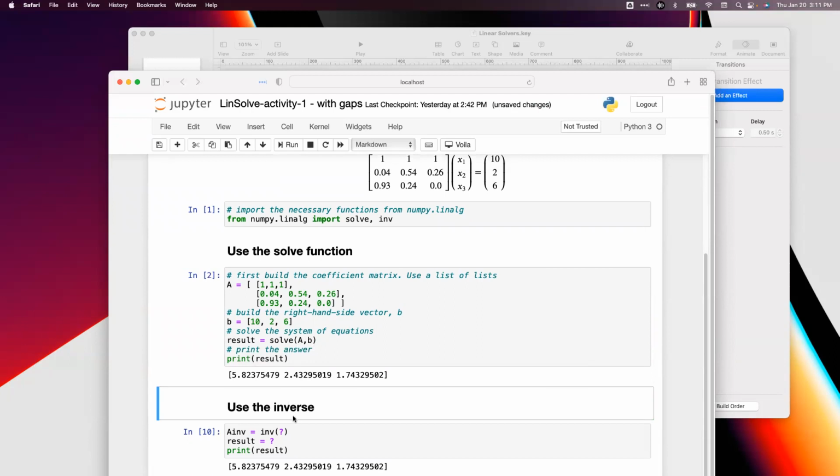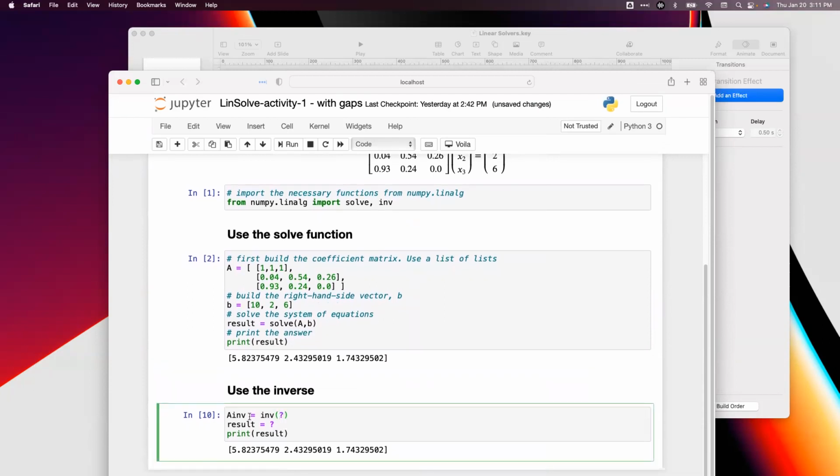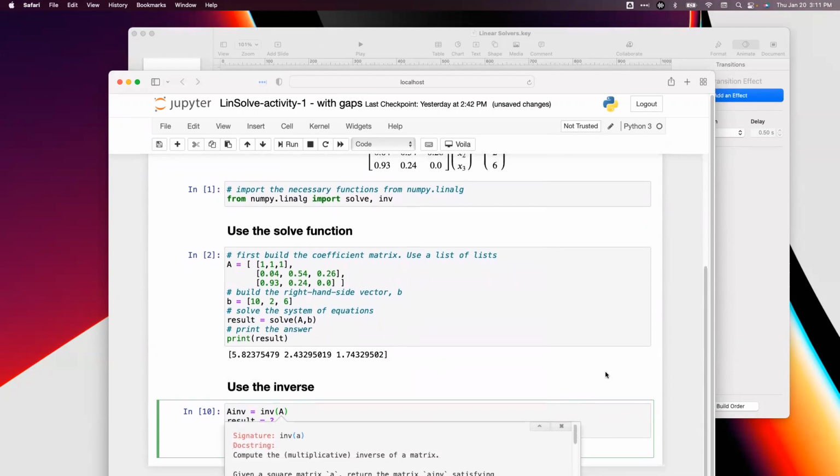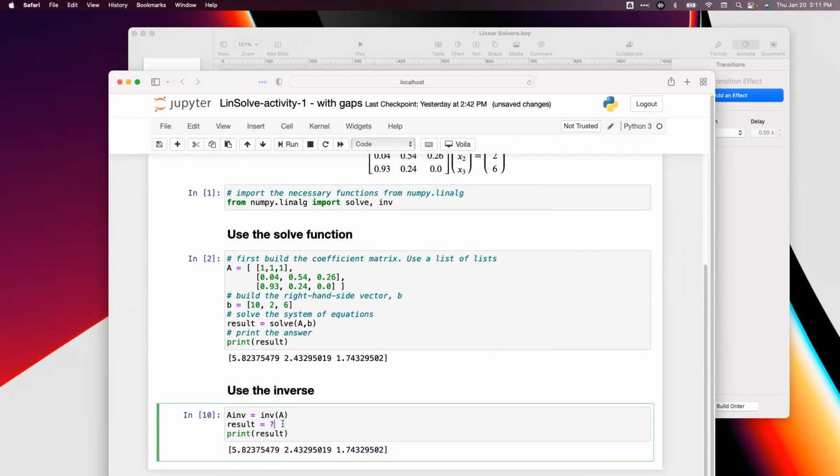Okay. The other way, using the inverse, is simply you declare a variable called A inverse, and that's the inverse of A. Same thing for the documentation, Shift Tab, and it gives you the full documentation of the thing. So it computes the inverse of a matrix. Given a square matrix A, return the matrix A inverse satisfying A dot A inverse is the identity. Now, you want to take that inverse and multiply it by the right-hand side vector.